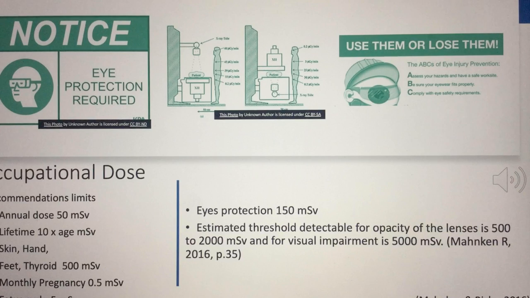Eyewear protection is essential during these procedures because thresholds exist: the detectable threshold for opacity of the lenses is 500 to 2000 millisieverts, and for visual impairment it is 5000 millisieverts.